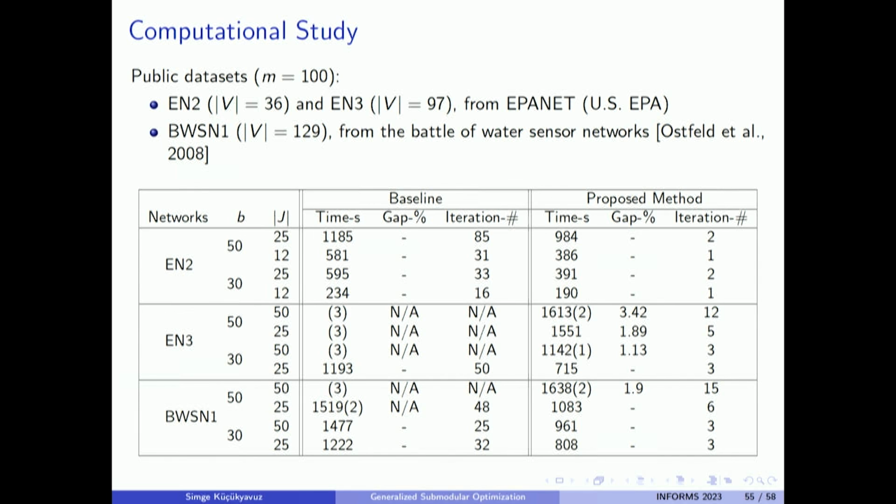The baseline algorithm, again, 3 replications, oftentimes hit time limit and not able to solve, not able to even give us a gap or a solution. Now we can solve with our proposed method of enhanced submodular inequalities for this robust submodular maximization problem. So I did rush this a little bit, but we use data sets from US Environmental Protection Agency, as well as Battle of Water sensor network problems that are commonly used in these water contamination detection problems.